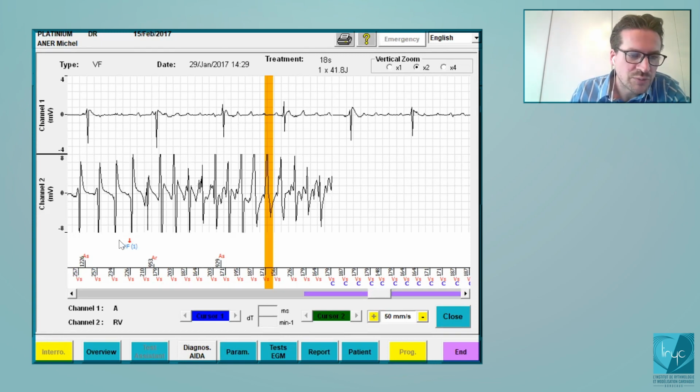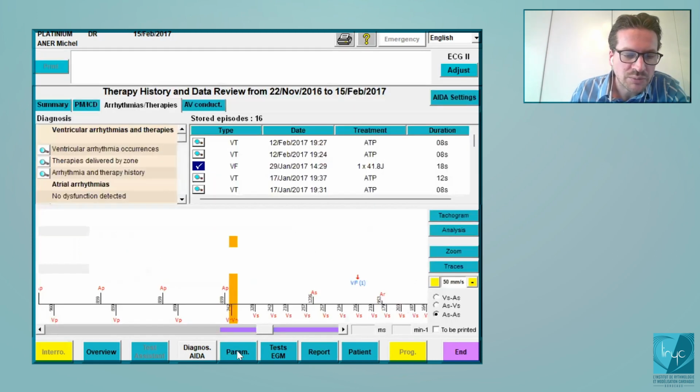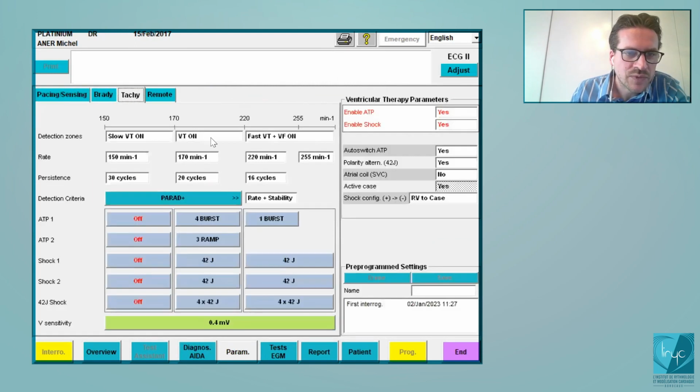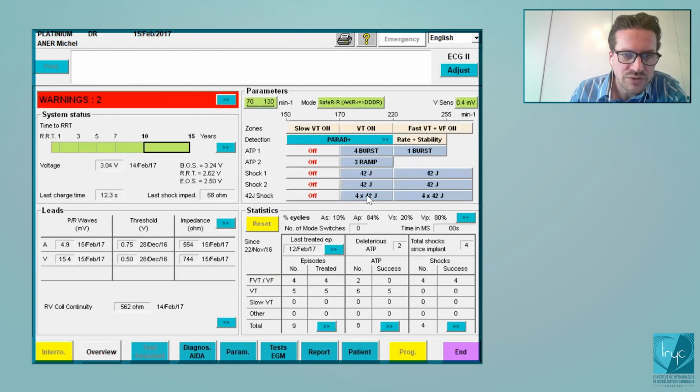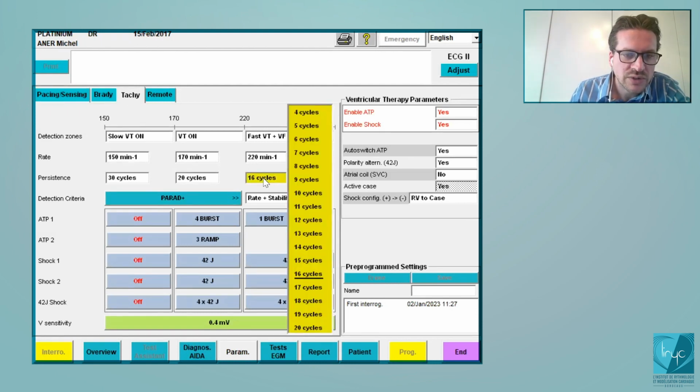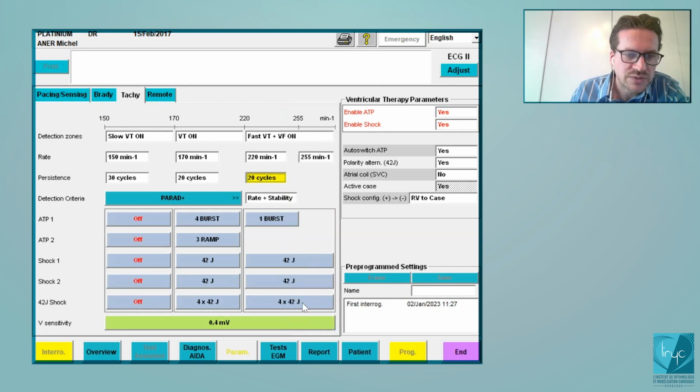So this means that the VF persistence counter is here 1, and then it will be 2, 3, and it will be going all the way up until the end of the persistence, which we can check here in the parameters. And then we go not to pacing, sensing, not to body, but to tachy. And then we can appreciate there's a little bit more information on this screen than what we are used to see in the overview screen. So if we go back, here we can see that for the VF zone, the persistence, which is programmable, is 16 cycles.